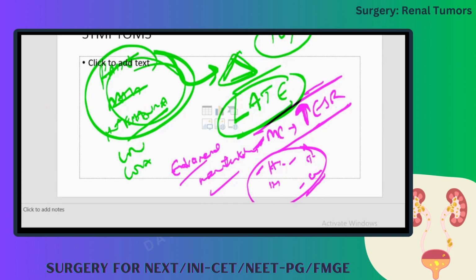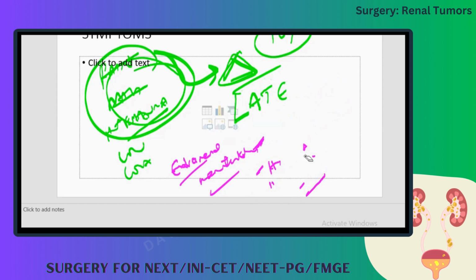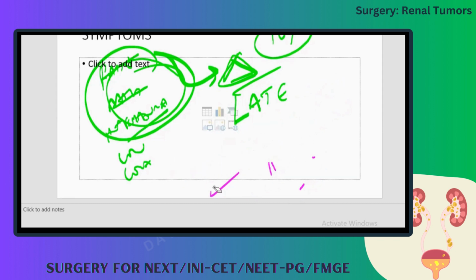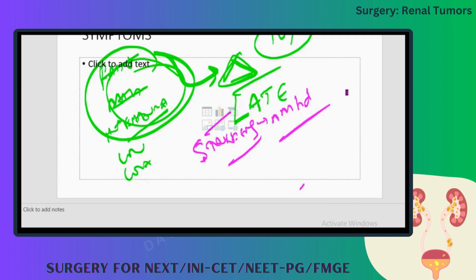Out of this, there is a thing called Stauffer's syndrome. Heard about this syndrome before? It's non-metastatic hepatic dysfunction. Very good. Stauffer's syndrome is non-metastatic hepatic dysfunction. If by metastasis it gets dysfunction, it's different. Here, there is no metastasis, but the liver will get dysfunction. Clear?